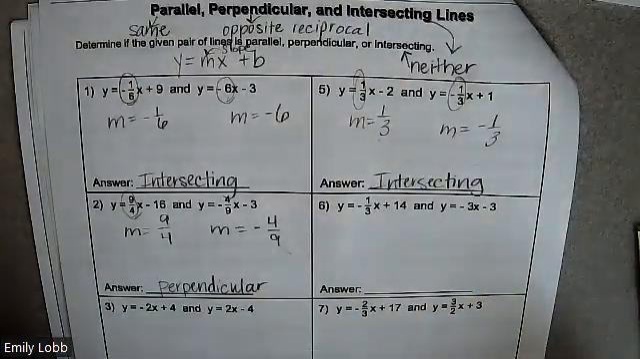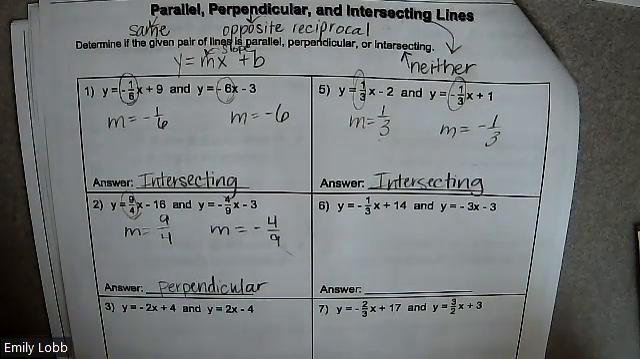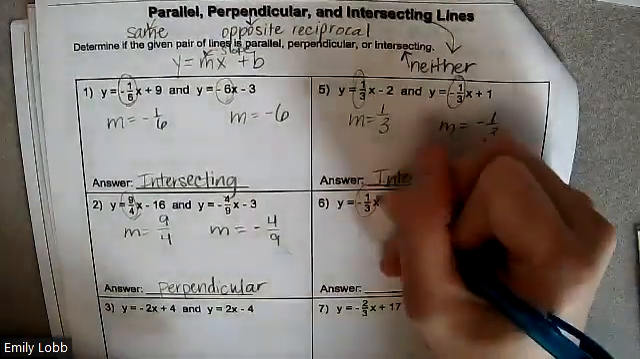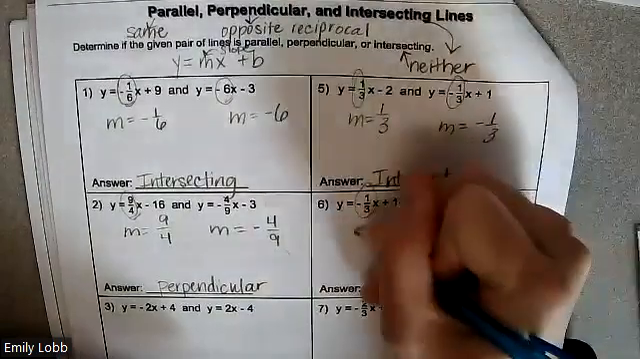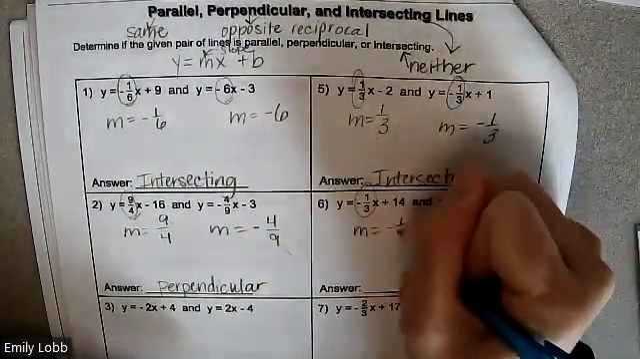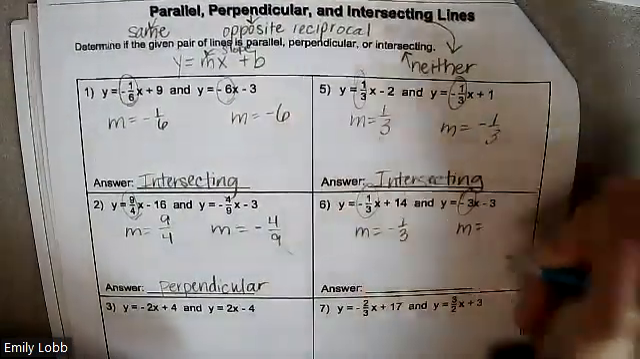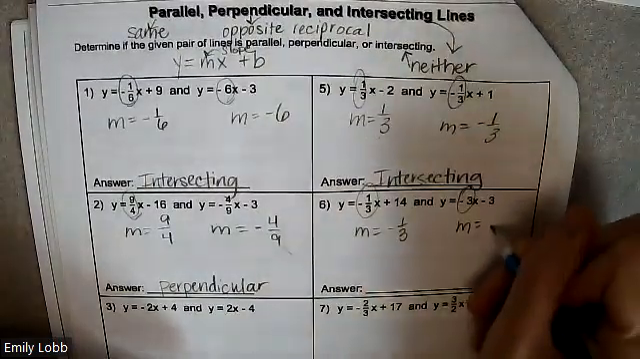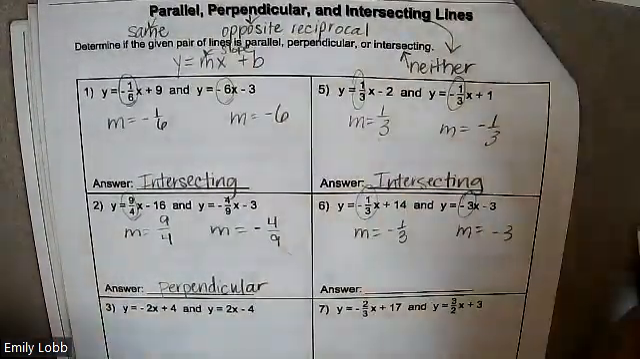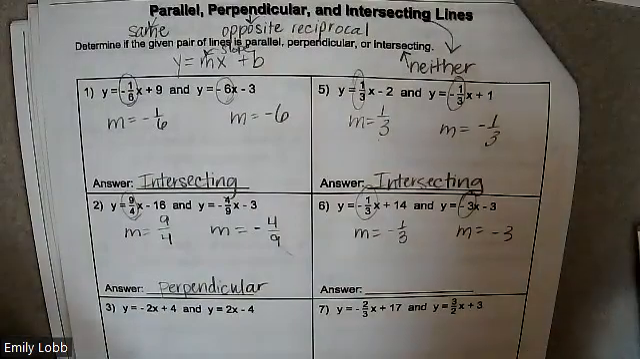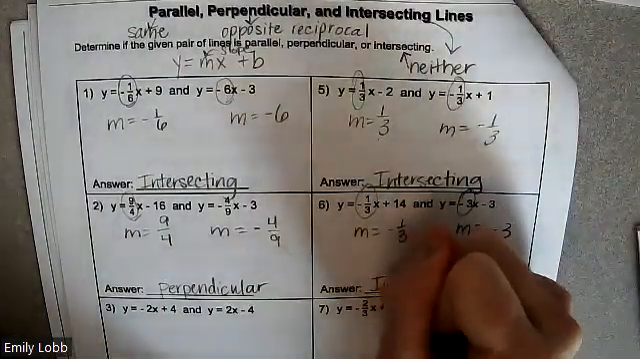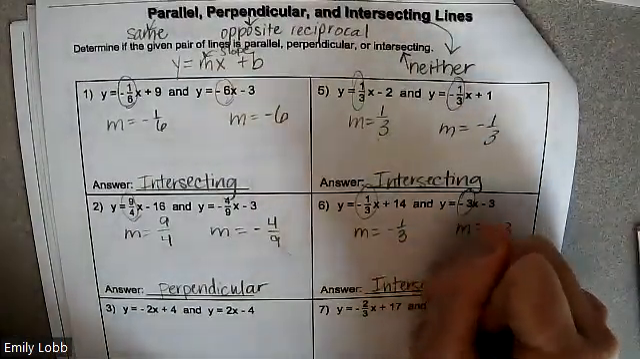Do you see where we're going here? It's not too bad, right? We just have to determine what M is in all of these. So M is negative 1/3 and M is what here? Negative 3. They're not the same and they're not the opposite. So right away we're calling these intersecting lines.